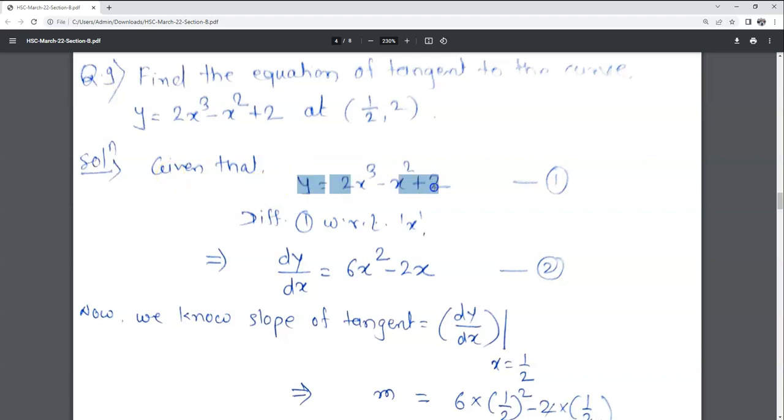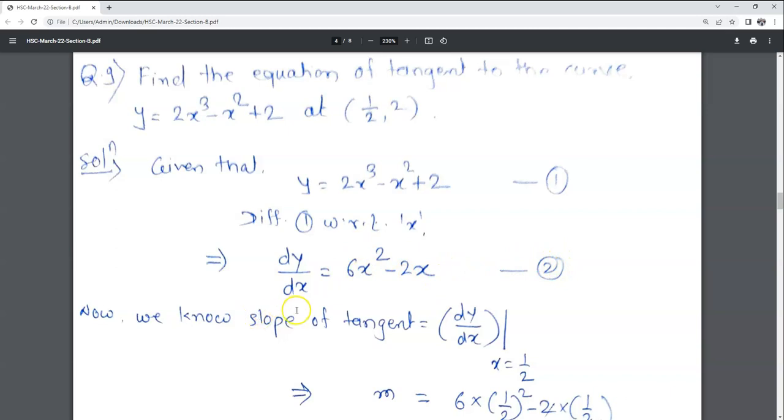So given that y is equal to 2x cube minus x square plus 2. Let's now differentiate this with respect to x. So when you differentiate, this will basically be dy by dx. 2 will be as it is. The derivative of x cube is 3x square. So 3 into 2 is 6. So it will be 6x square. Minus, this is 2x, that's the derivative. And since this is a constant, the derivative of a constant is 0. So the derivative of this curve is dy by dx equals 6x square minus 2x.